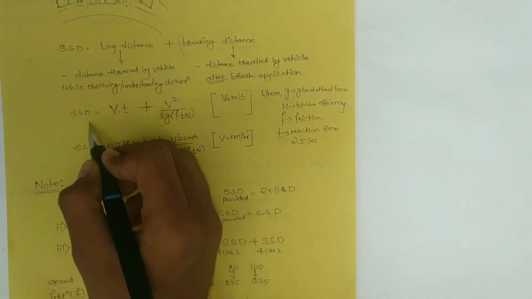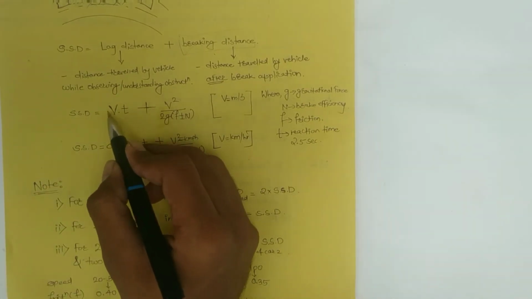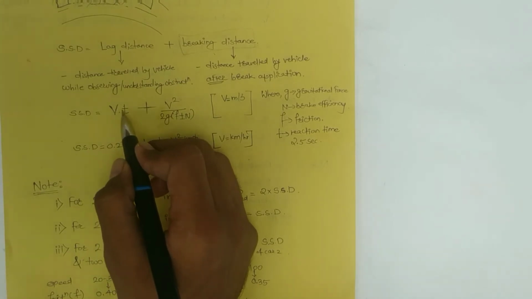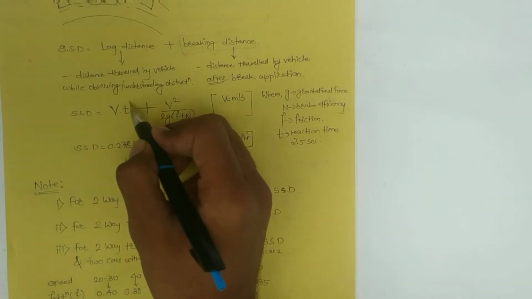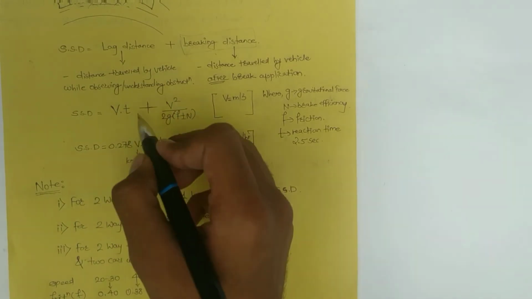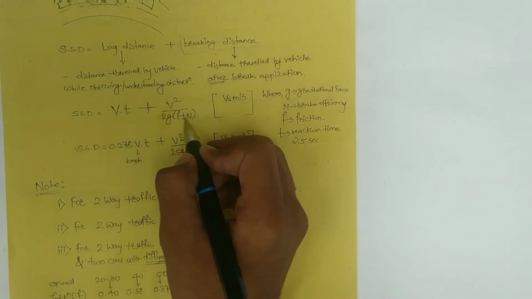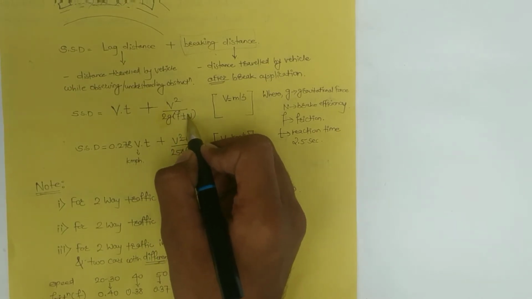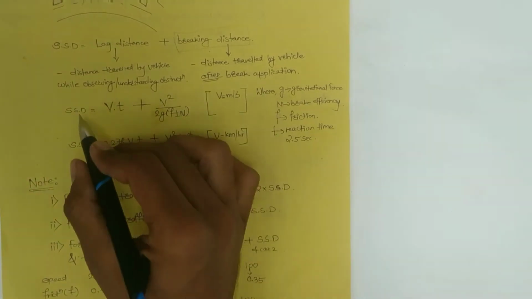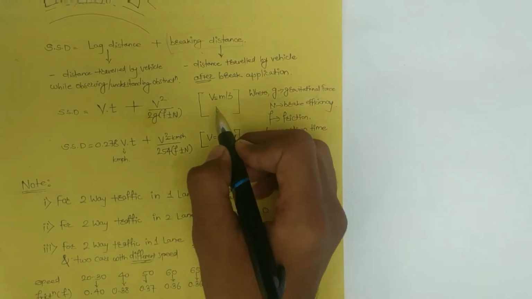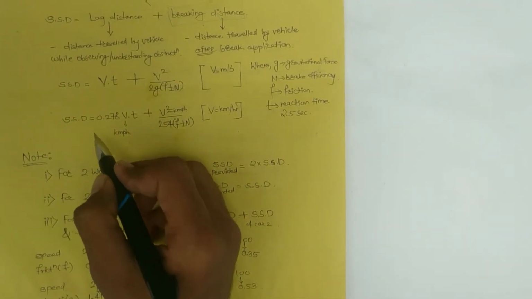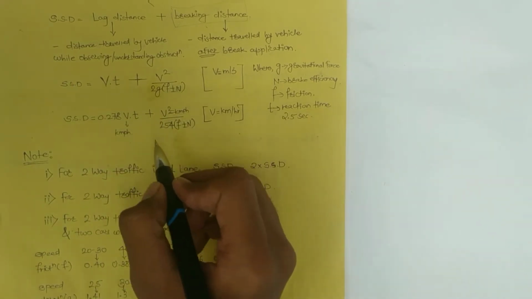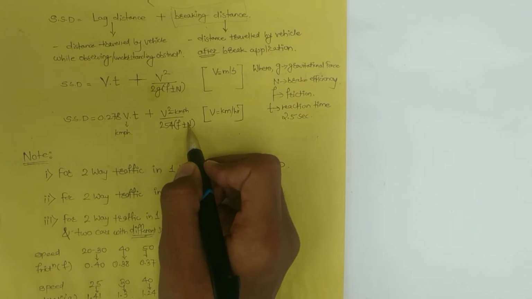Then the formula for the stopping sight distance calculation is V, that is the speed of the vehicle, into reaction time T, that is 2.5 seconds in case of SSD, plus V square upon 2g(f plus minus n). G is gravitational acceleration, f is the friction, and plus minus n is the brake efficiency. This formula is for V in meter per second. For V in kilometer per hour, SSD is equal to 0.278 Vt plus V square upon 254(f plus minus n).